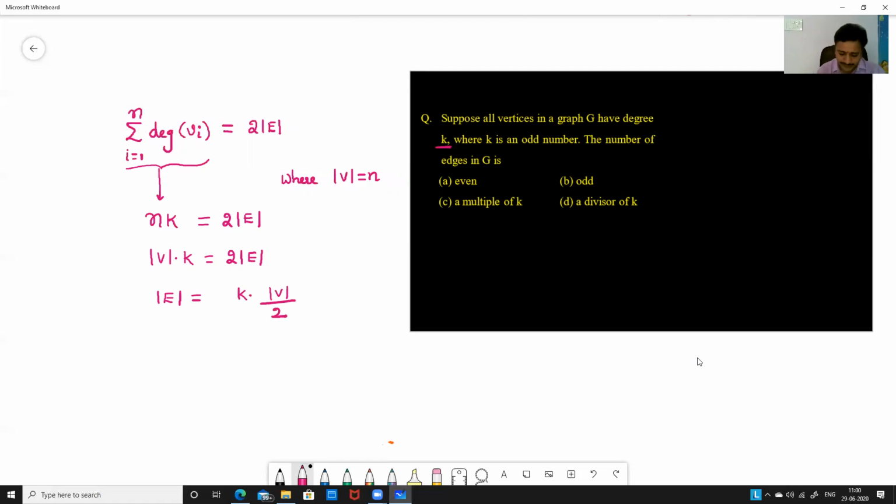It means that the number of edges is always equal to k into something, where this part is an integer. So k into something is nothing but a multiple of k. Therefore, the correct answer for this question is option C.